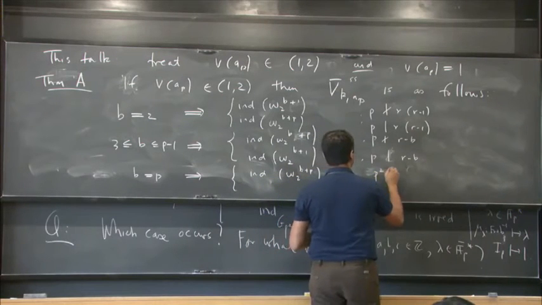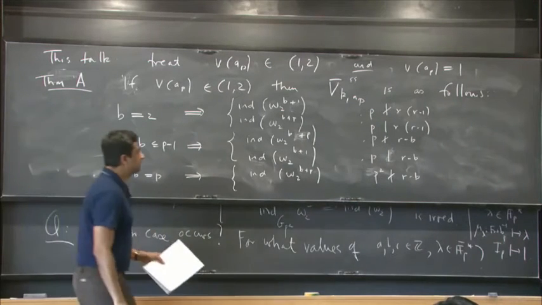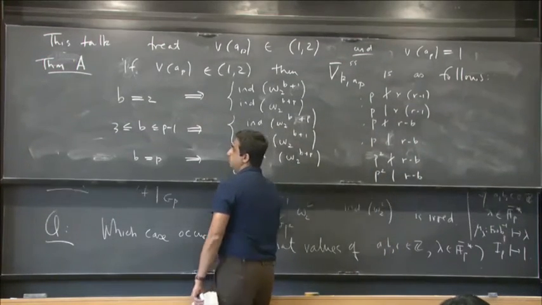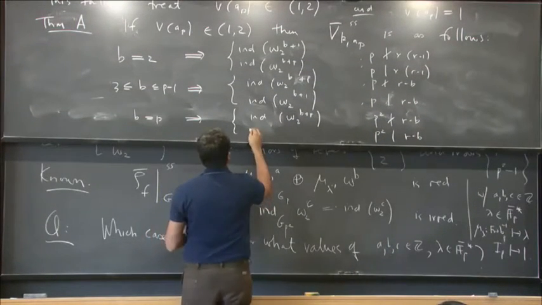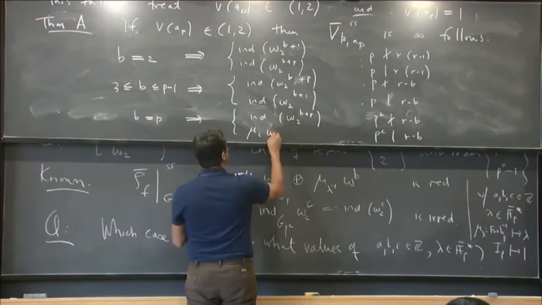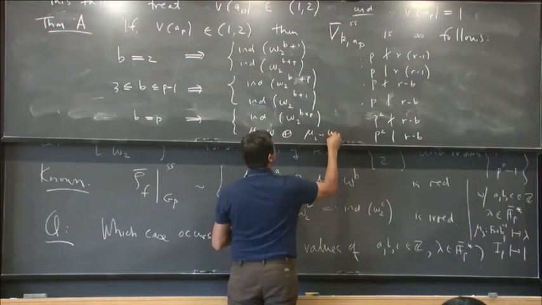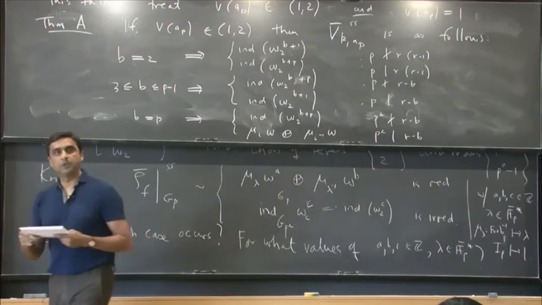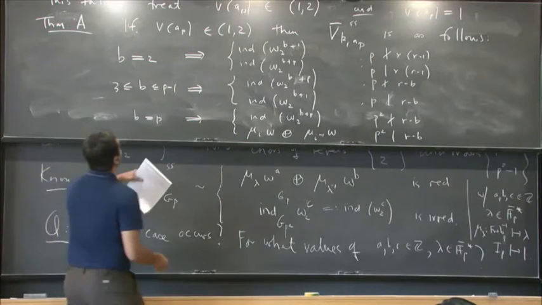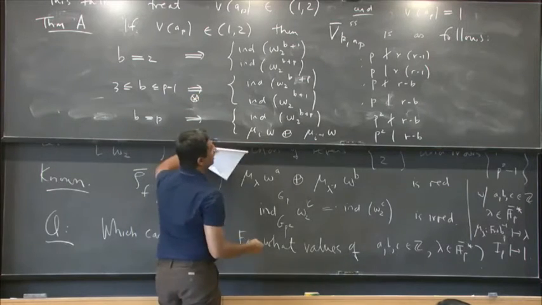So if p squared does not divide r minus b, you get this irreducible thing. But if p squared does divide r minus b, then you get something reducible, and I is the square root of minus 1. Okay, so that's what the reduction looks like in these cases.